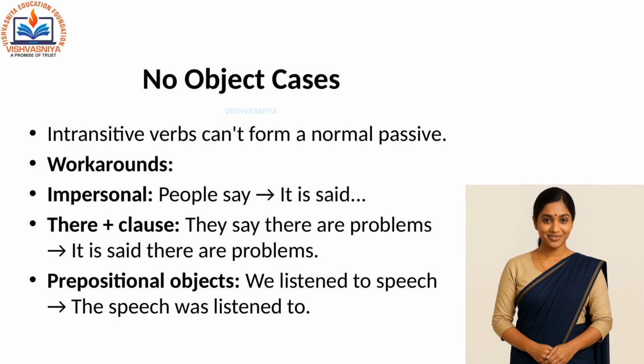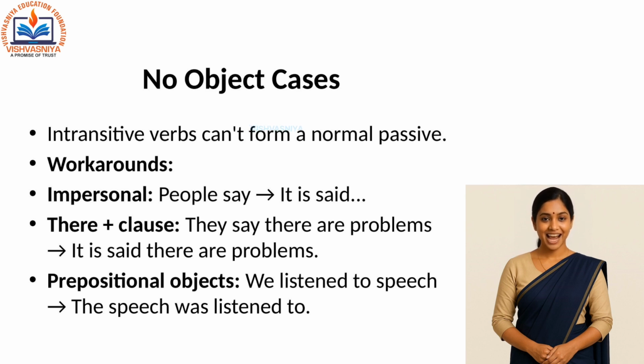Let us now understand what happens when the active sentence has no object. Normally, in passive voice, the object of the active sentence becomes the subject in passive. But if there is no object, then a normal passive is impossible. Common intransitive verbs like sleep, go, die, arrive, happen, sit, cry, occur, and live cannot be changed into passive. So, how do we handle such cases?